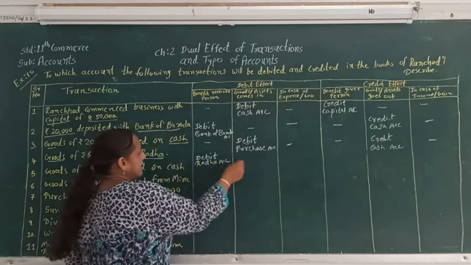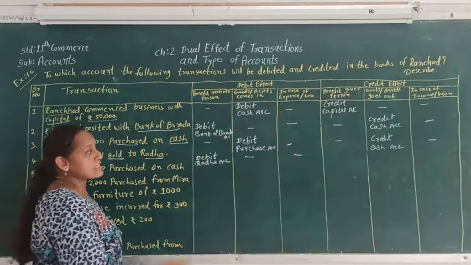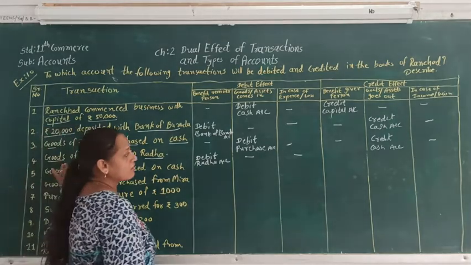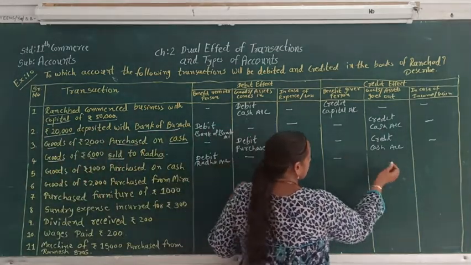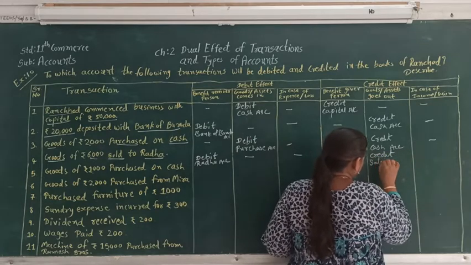And as we know that goods is going out of the business, and goods is a real account, we are going to credit the sales account. So here credit sales account.